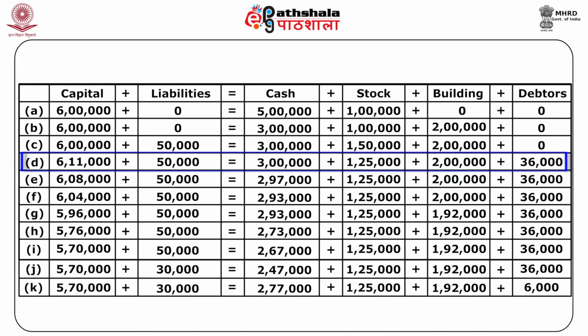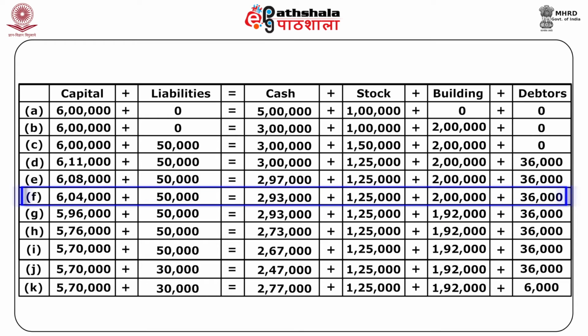Now come to D part, 6 lakh 11,000 capital plus 50,000 liabilities will give 3 lakh of cash plus 1,25,000 of stock plus 2 lakh of building plus 36,000 of debtors. On E part, 6 lakh 8,000 of capital plus 50,000 of liabilities will give you 2,97,000 of cash plus 1,25,000 of stock plus 2 lakh of building plus 36,000 of debtors.